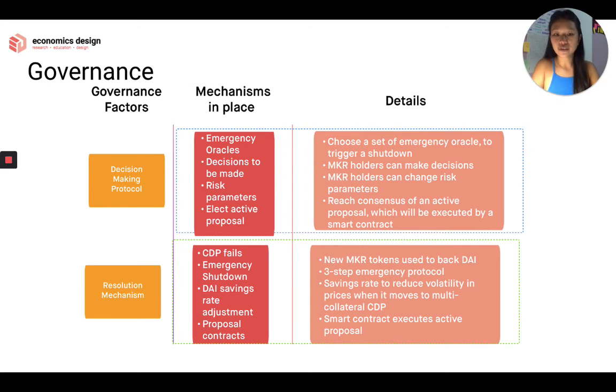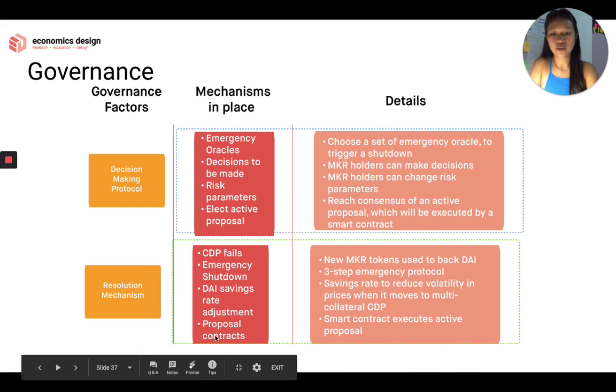What happens when the DAI savings rate falls, and also in the decision-making protocol, when they elect the active proposal, then the resolution mechanism will execute that proposal contract.